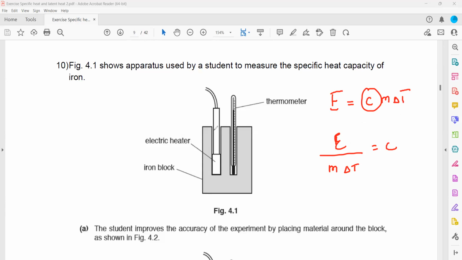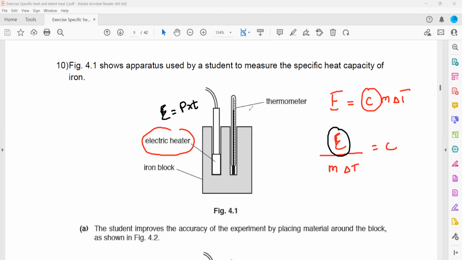And practically, as we are using an electrical heater, what will be the energy supplied? How do we know how much energy is supplied if an electrical heater is used? That is voltage into current into time, or power into time.